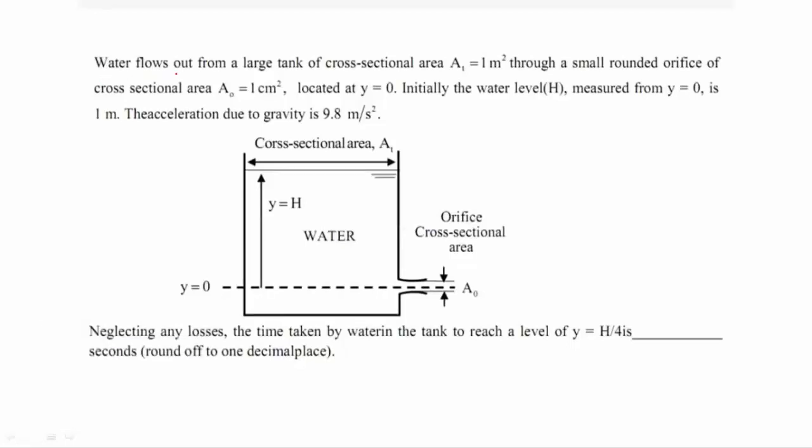In this question, water flows out from a large tank of cross-sectional area A_t, given as 1 meter square, through a small rounded orifice of cross-sectional area A_0 equal to 1 centimeter square, located at y equal to 0. Initially, the water level H measured from y equal to 0 is 1 meter. The acceleration due to gravity is 9.8 meter per second square, and this diagram is given. Neglecting any losses, the time taken by water in the tank to reach the level y equal to H upon 4 is ... seconds, rounded up to 1 decimal place.